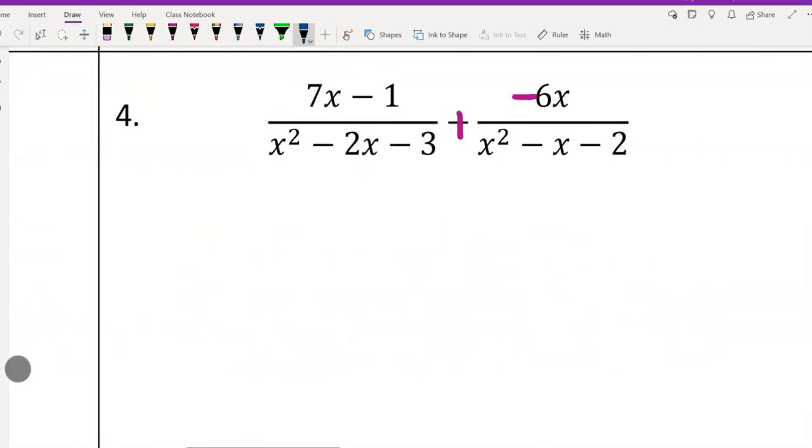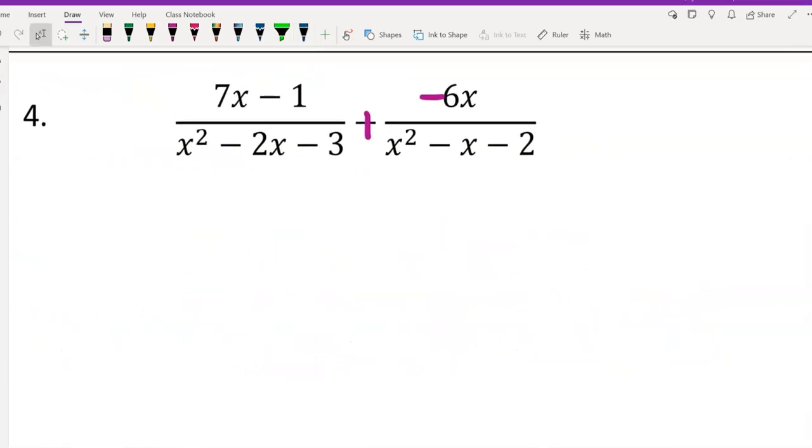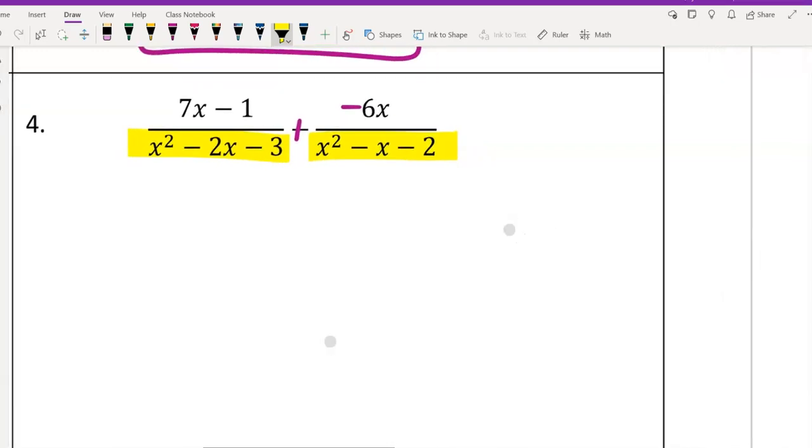Moving on to the next problem, number 4. Another subtraction problem. So what do we do? We change it to plus and distribute the negative to the following numerator. I see 2 denominators that need to be factored. They're both quadratic, so I'm going to factor them starting with the t-chart.